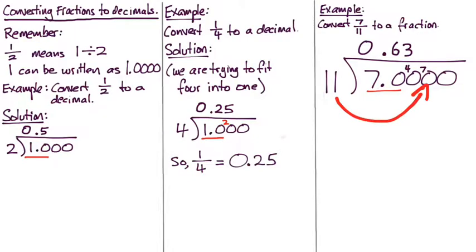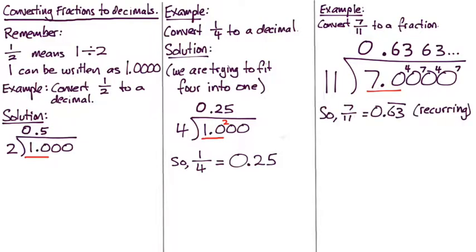11 into 70 goes 6 times with 4 remainder, and you can see a pattern starting to form here because we keep getting a repeating pattern of 4 and 7 as our remainder, which means our decimal is going to go on and on and on as 6363, and we call that a recurring decimal. And remember, we write them with the little bar across the numbers that recur. So 7/11 equals 0.63 recurring.